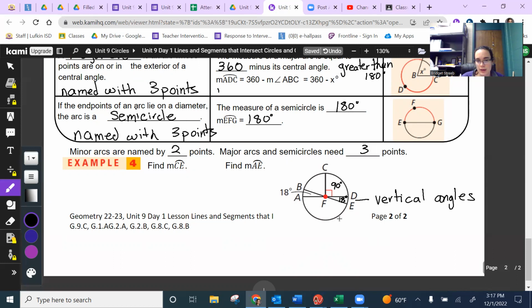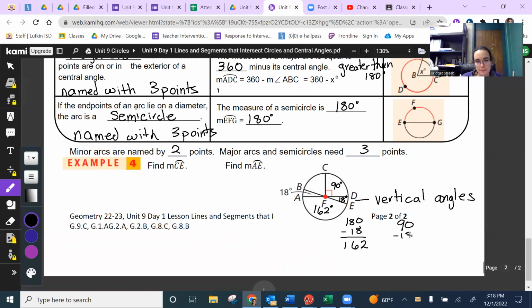Then for arc AE or angle AFE, we know that AD is a diameter, which means that arc AED is a semicircle, which means it equals 180 degrees, and we can subtract 18 from it to find arc AE. And that gets us 162 degrees. So for the last one, we have a couple options. We could add everything here together, subtract it from 360 to get this, or we know that this is 90 degrees, and this has to be 90 degrees because AD is a diameter. So that means that AB plus BC together have to be 90 degrees. So we can take 90 minus 18 and get 72 degrees.